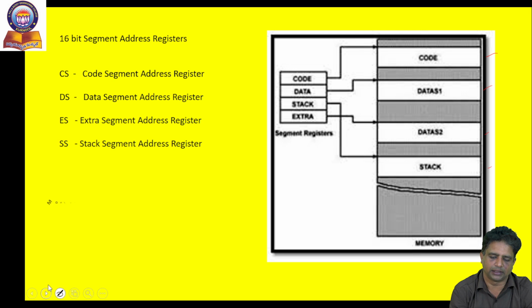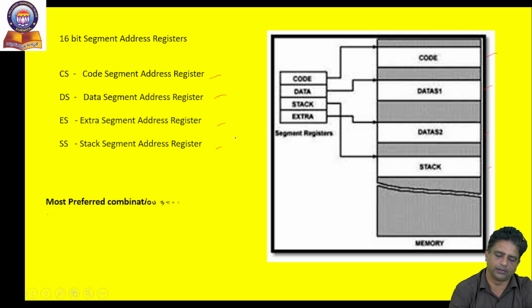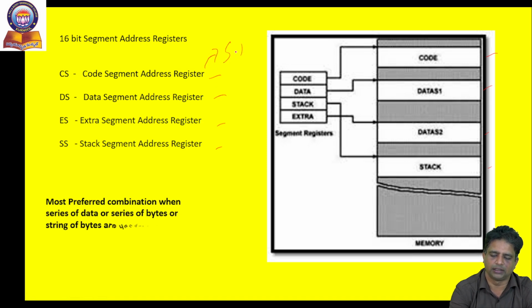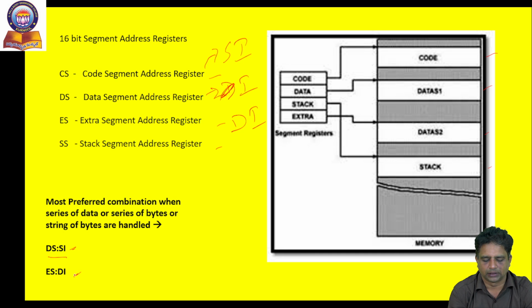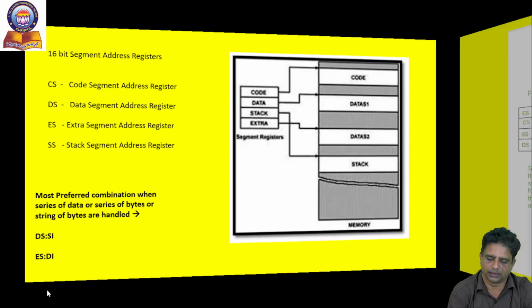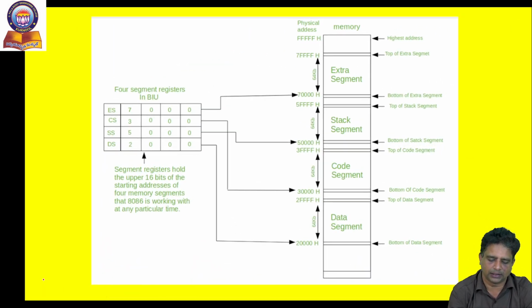To operate these segments, we use their respective segment registers. Code segment and data segment mostly take the inputs. Extra segment is used for output storage, with ES in combination with DI and DS in combination with SI. So these are the representations, and this is how internally things help us.